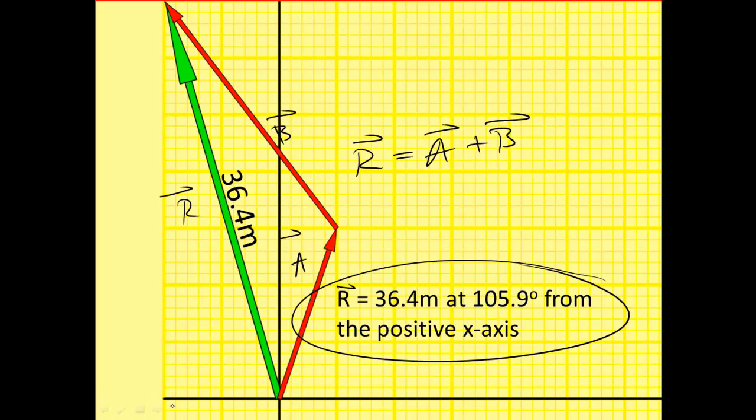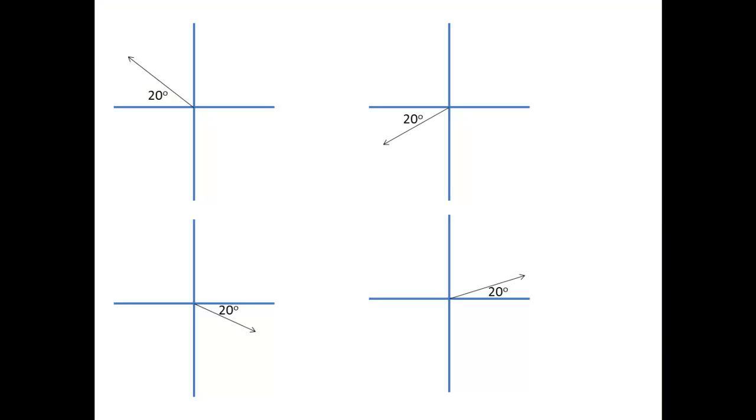Now, I just want to review really quickly the different quadrants and how we would find them. Let's say, for example, that we have this vector here. Just like in our previous angle, we could say that this is 20 degrees above the negative x-axis. Or we could say it is 180 minus 20 degrees from the positive x-axis, which would be 160 degrees.